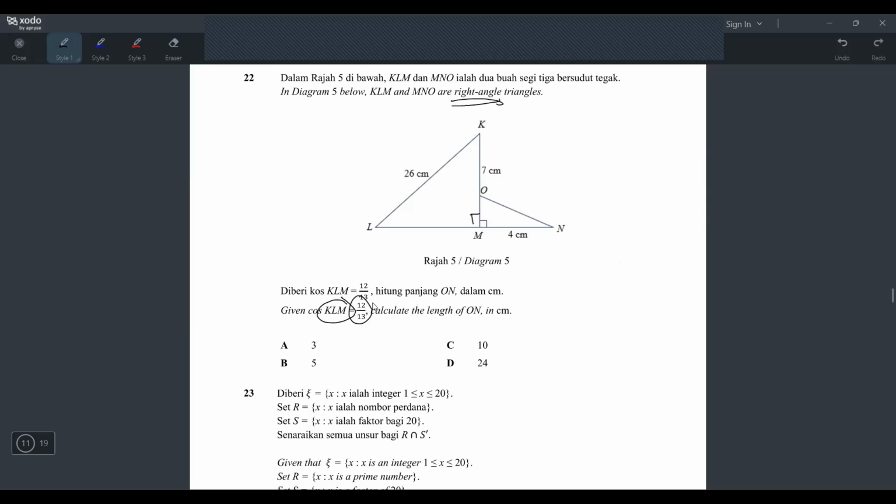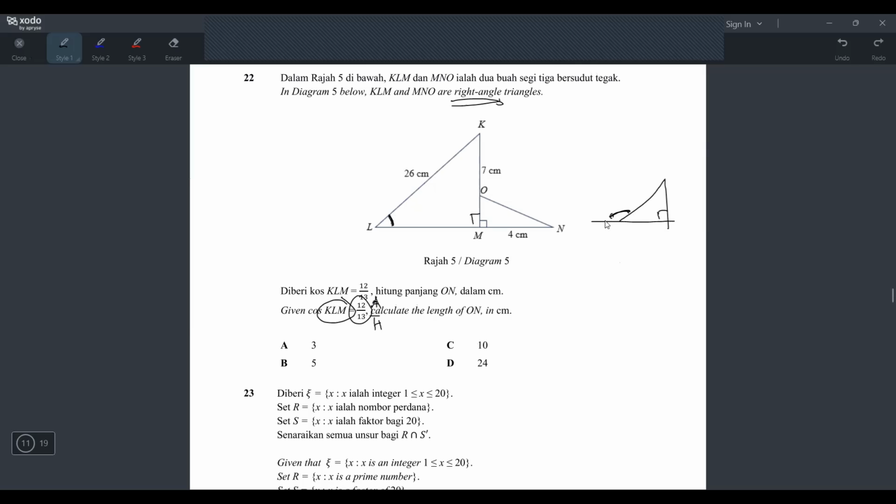KLM cos. So adjacent over hypotenuse. So the adjacent is 12, hypotenuse is 13. So let's go and find KLM first. KLM, okay, it's here. Okay, so this is your sudut. So if your angle is already inside the right angle triangle, then you can straight away determine your opposite, hypotenuse, adjacent. But what if your angle is outside the right angle triangle?